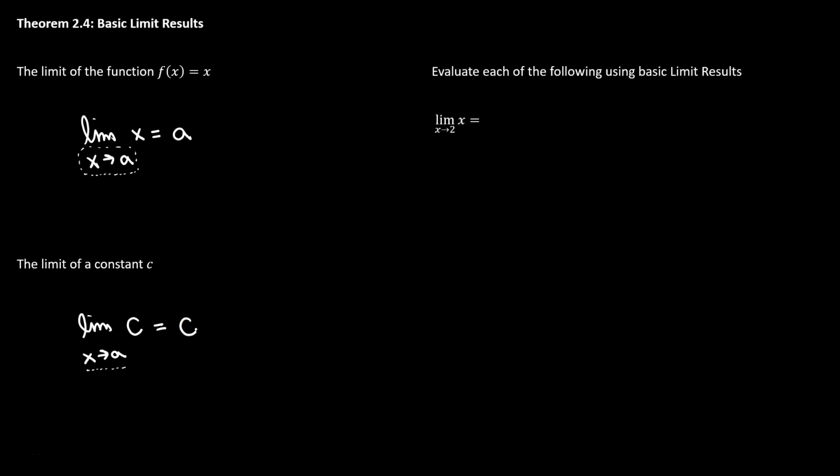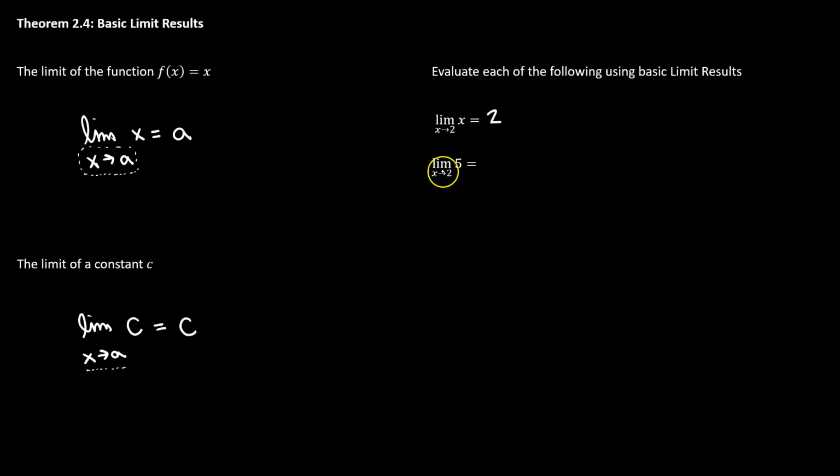So we're going to practice this. Some of these seem too easy that they can become hard. So let's make sure that we understand how to use these basic limit results. The first one, I have a function x. I'm allowing x to go to 2. So I'm going to take the x function here and replace it with what x is approaching, 2.